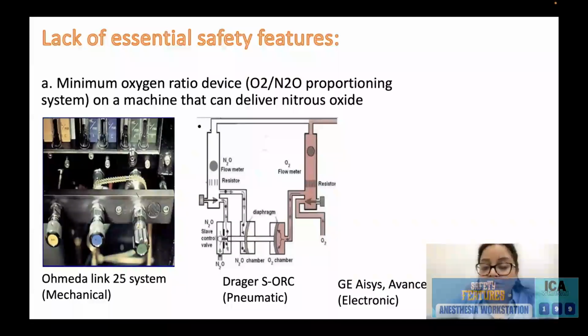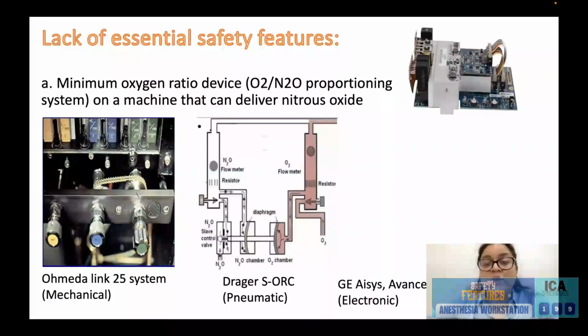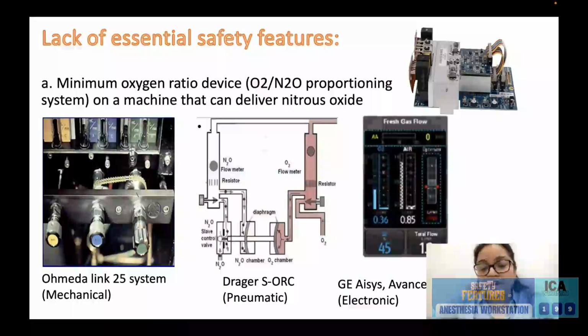Lastly come the electronic devices, which use a paramagnetic oxygen analyzer to continuously sample the gas mixture from the flow meter. If the inspired oxygen fraction decreases below 25%, then the nitrous oxide is temporarily cut off.